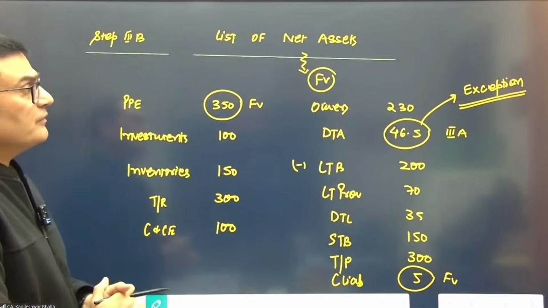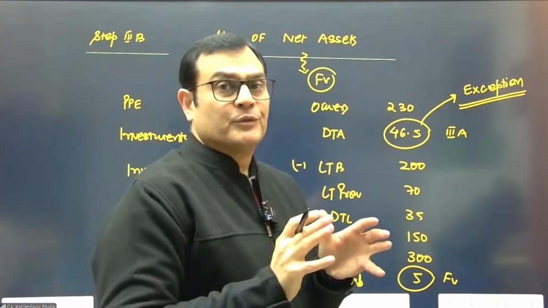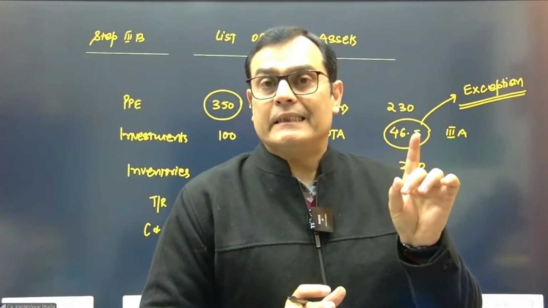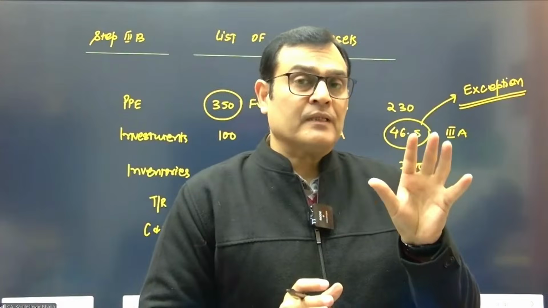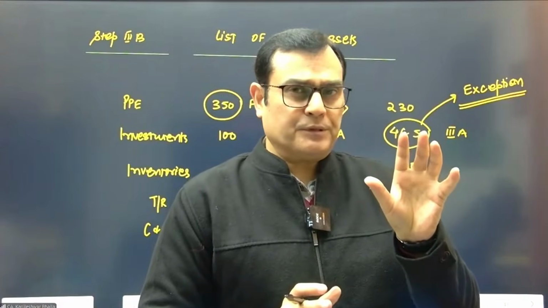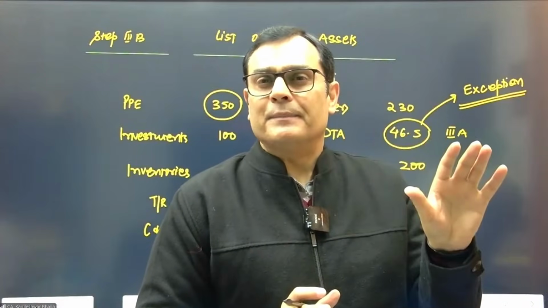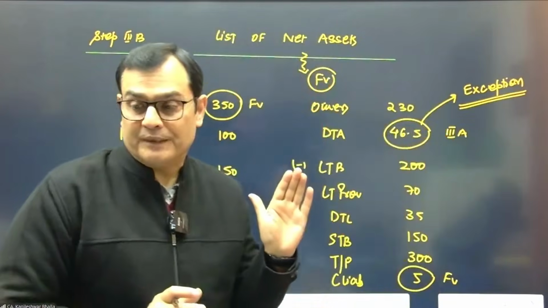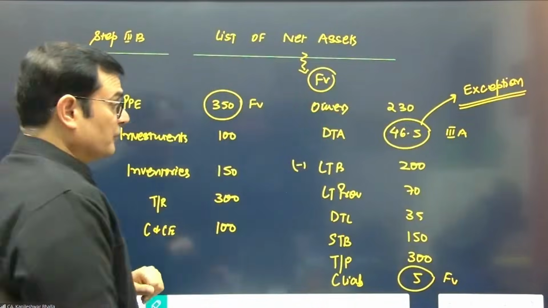So that gives you the list of net assets. So the focus when you're creating the list of net assets is to remember to take the DTA, DTL in step 3A and then consider those 8 exceptions. Take all the assets and liabilities in the balance sheet at a fair value, incorporating those 8 exceptions which we did. Okay, so far so good.